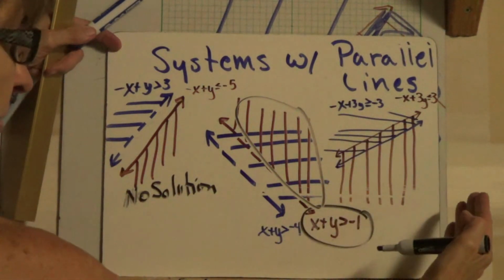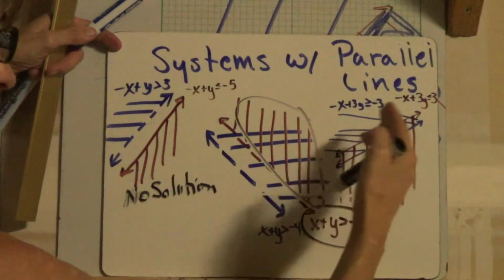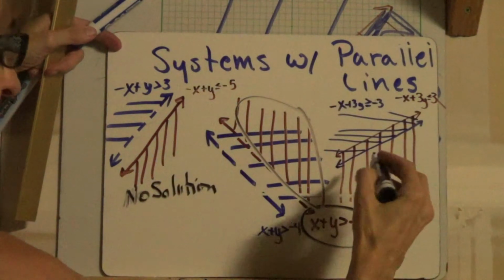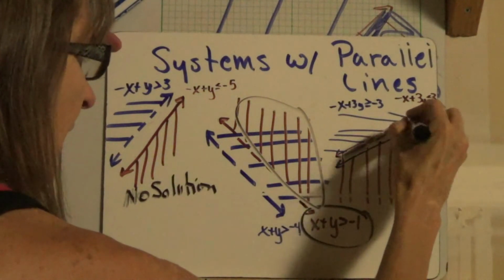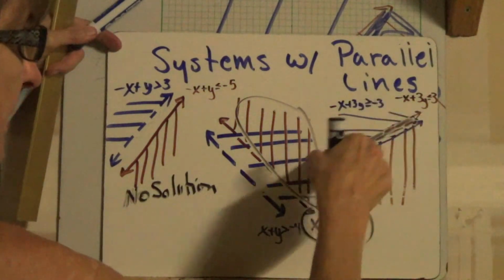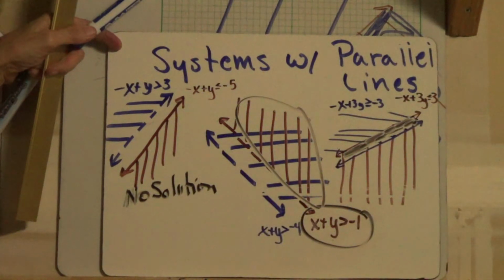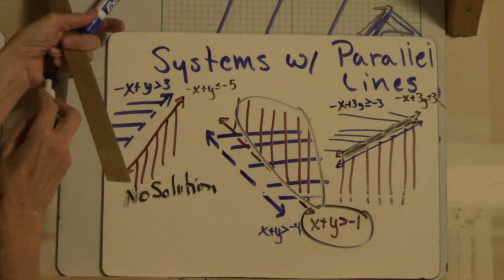Now here's another scenario that could happen. Your parallel lines could be shading in the opposite direction, so then you would darken right in between them, and you would say the solution's between the lines. Those are the three different things that could happen on a parallel system.